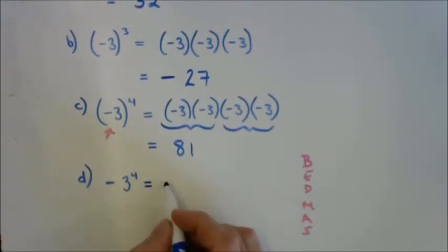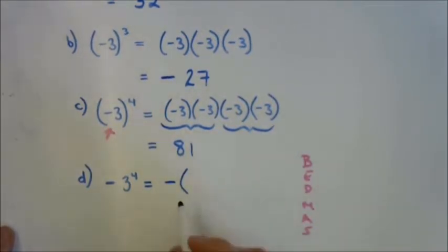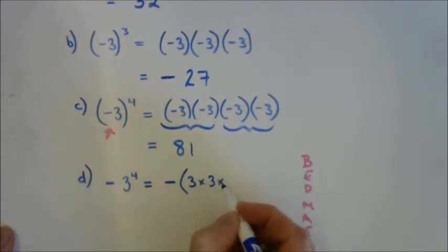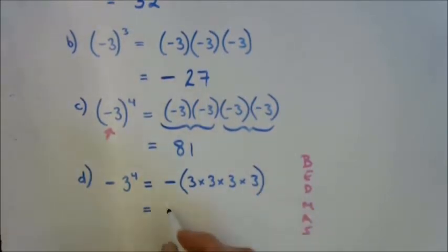So this is what this one looks like. If we expand it, that negative sign stays out in front, and then I'm going to use brackets to express our power in expanded form. 3 times 3 times 3 times 3. That shows us that we still have a numeric value of 81, 9 times 9, and it's going to be negative 81.